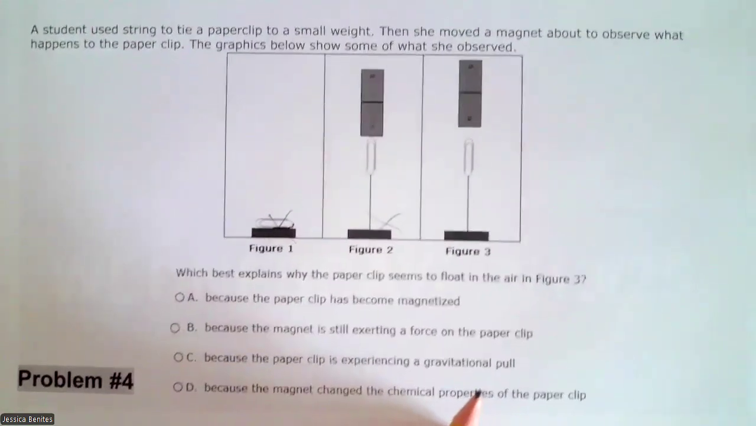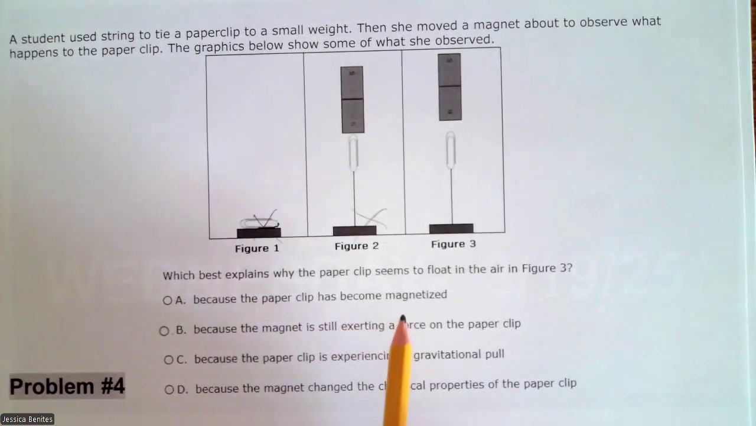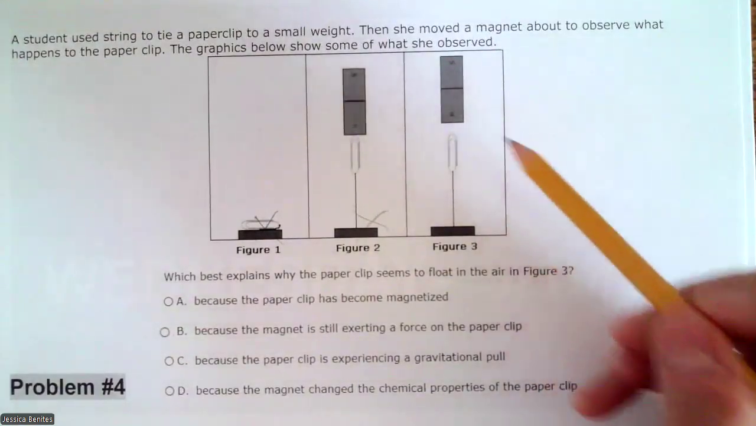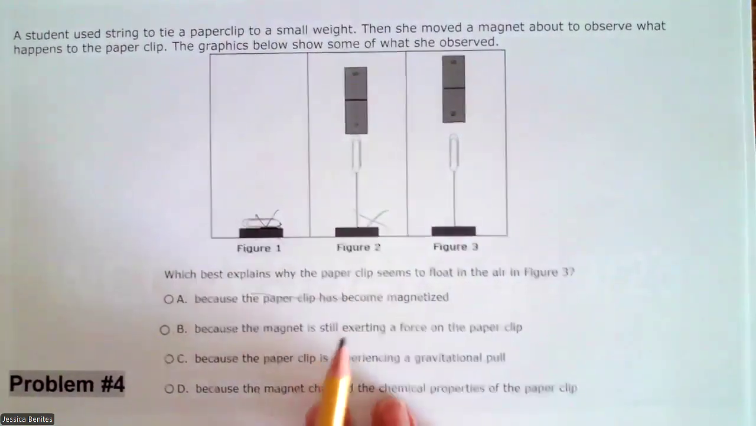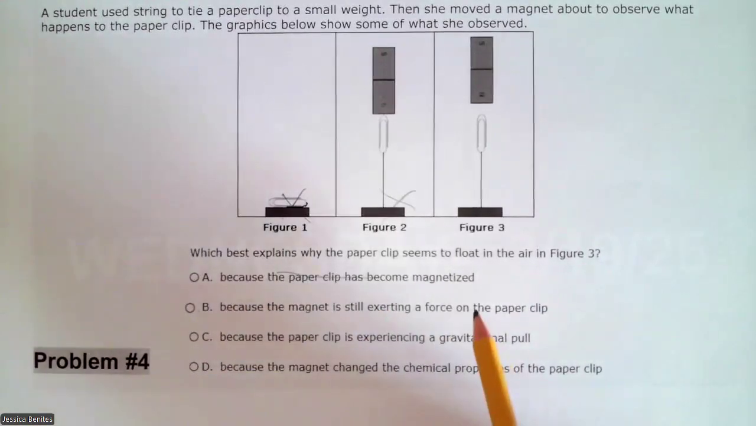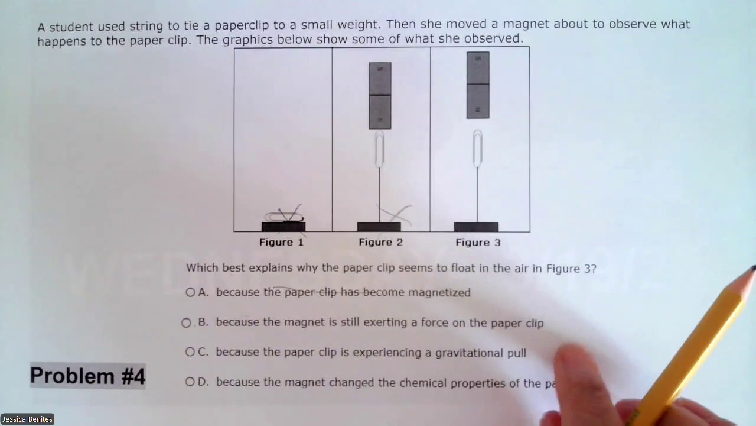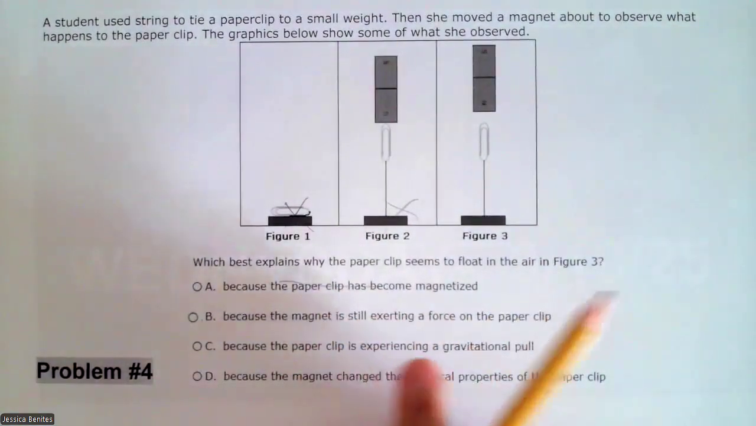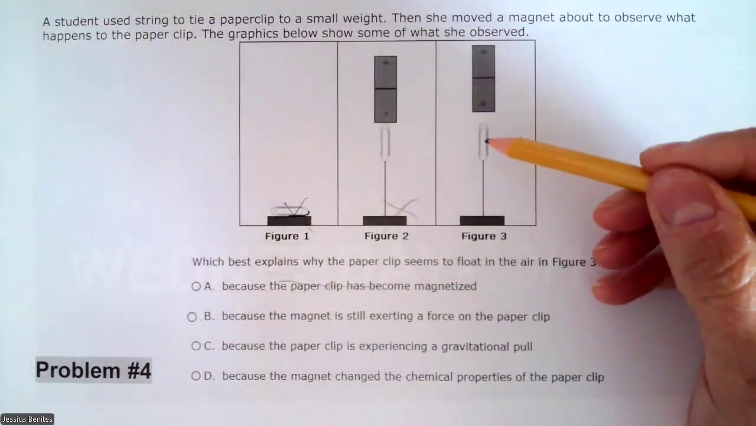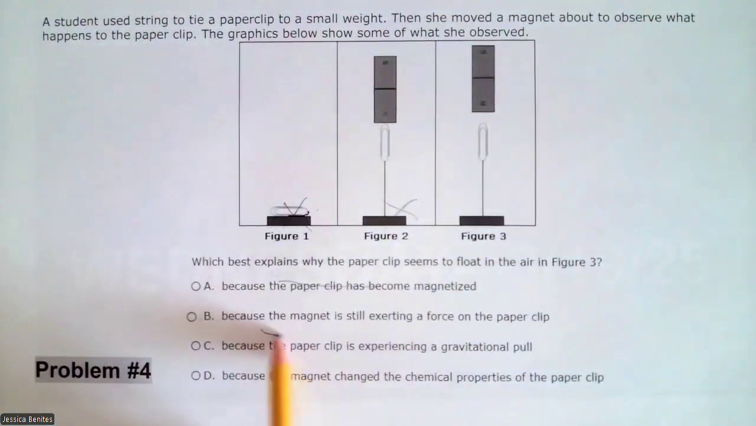So here is one of the choices. A says, because the paperclip has become magnetized. Well, the paperclip being magnetized isn't necessarily going to keep it floating, right? So this one doesn't make sense. So we're going to take that one out. And then B, because the magnet still is exerting a force on the paperclip, I'm going to hold on to that one. Let me think here. Because the paperclip is experiencing a gravitational pull. If the paperclip was experiencing gravity, it would be looking more like figure 1. So that one's definitely gone.